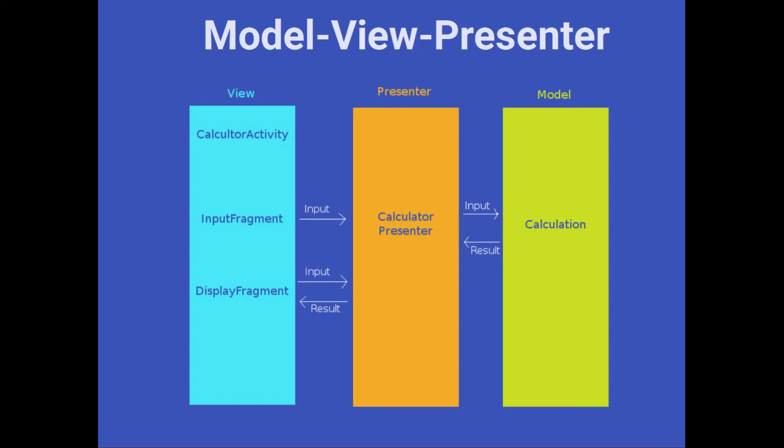Anyways, moving on. What's going to happen is the calculation class, our model, is going to pass the result to calculator presenter, either the result of the equation or an error message. And then calculator presenter is going to pass that result, whatever it is, to display fragment. And so that outlines the communications between our different classes. I just wanted to give you a visual preview of that.